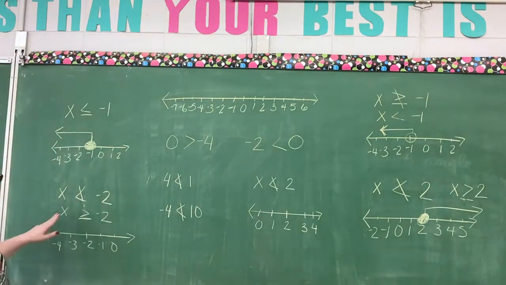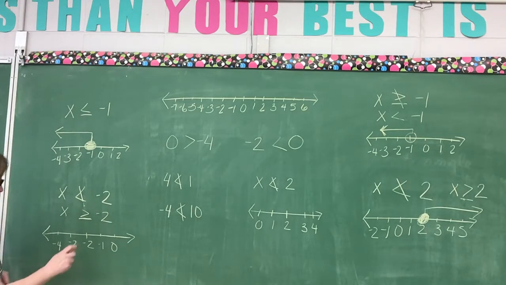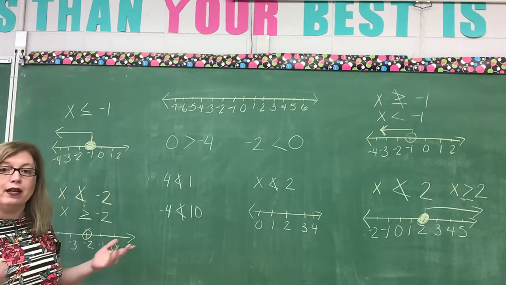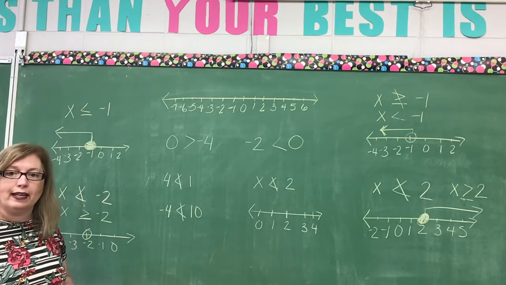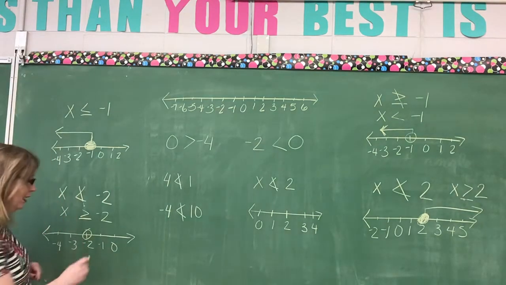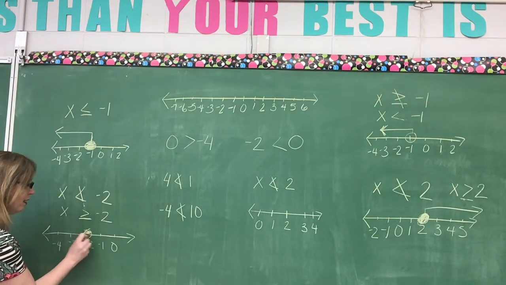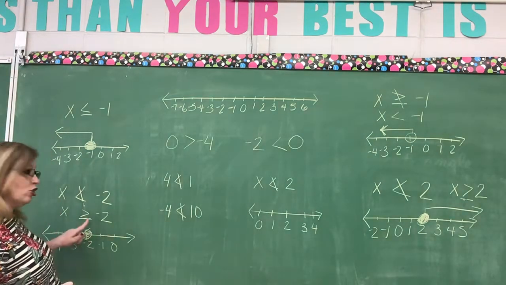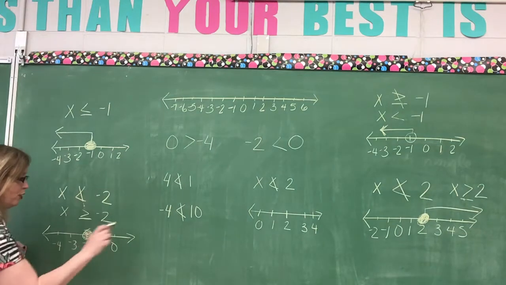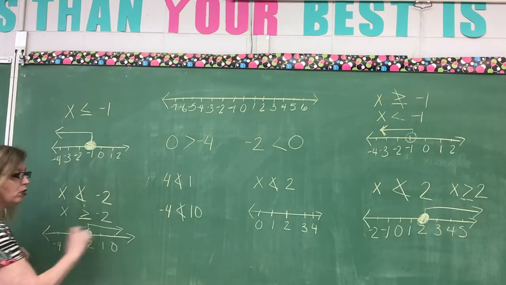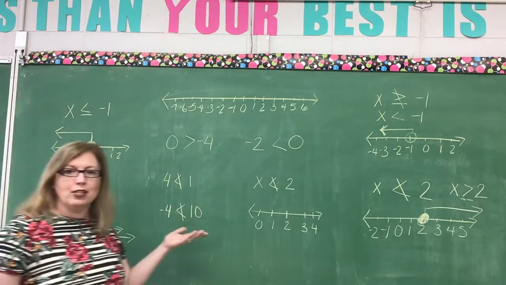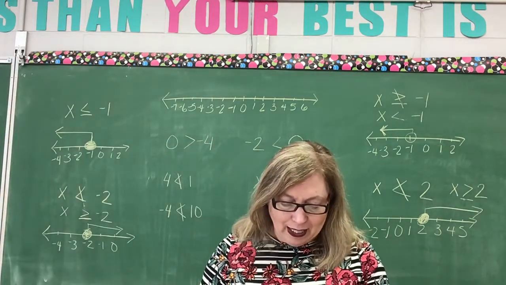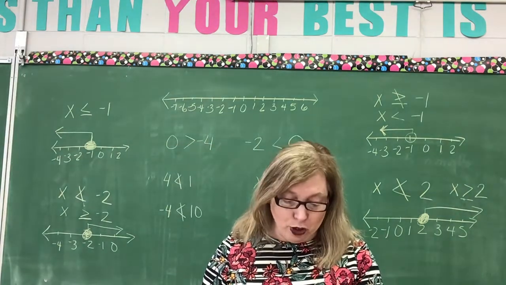Okay? Now, what number do I mark? -2. I'm going to circle it because that's the number I'm using. Now the question is, do I color it in? Yes, because it says equal to. So color it in. Now, which way does the arrow point? X is greater than -2. It's pointing to the right. I'm going to draw to the right. That's all there is to today's lesson. Pretty simple, huh?